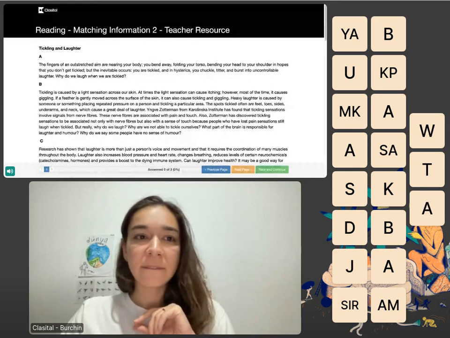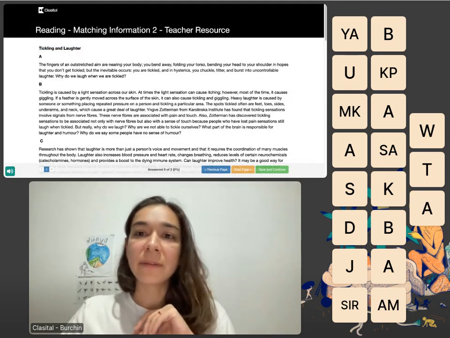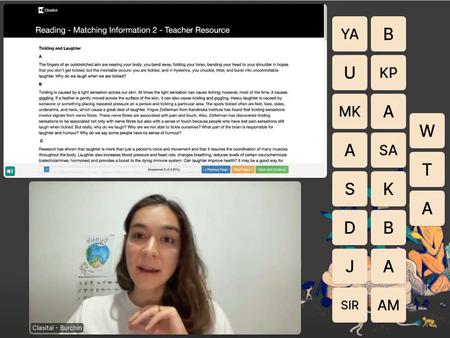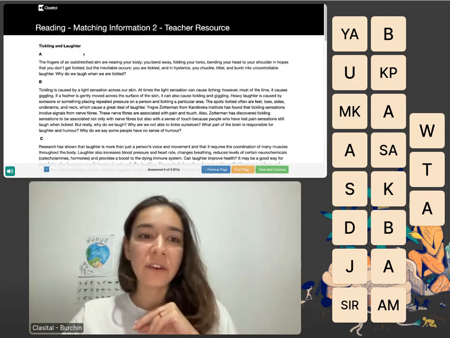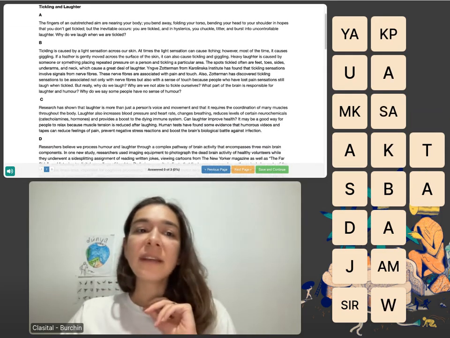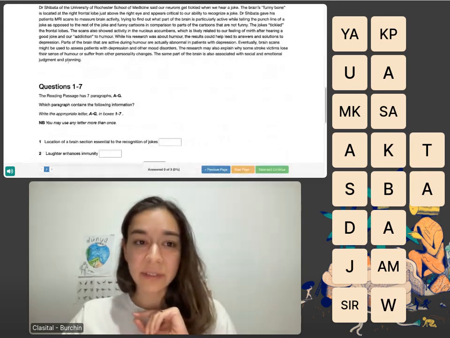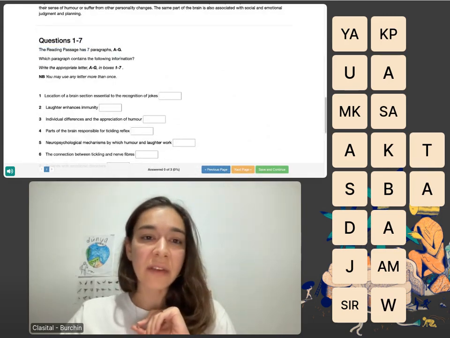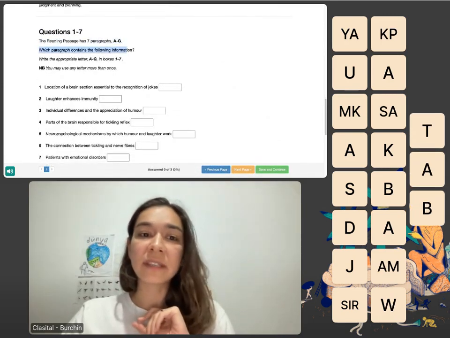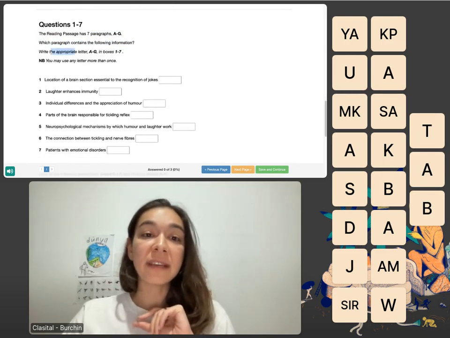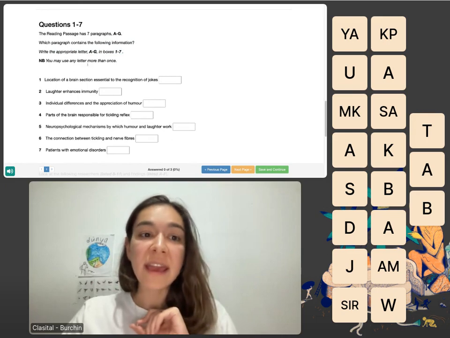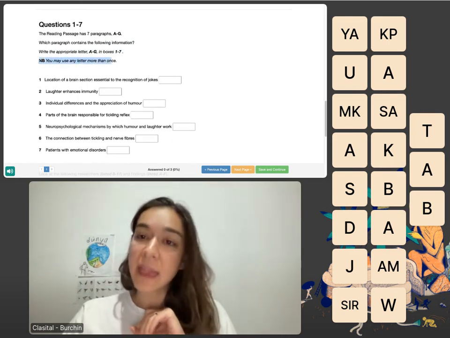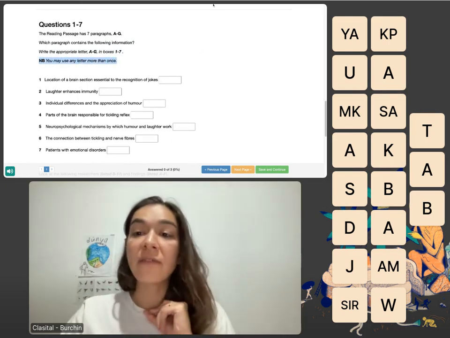It is tickling and laughter. Okay, now we know that. It says questions 1 to 7. The reading passage has 7 paragraphs. Which paragraph contains the following information? Write the appropriate letter in the boxes 1 to 7, and you may use any letter more than once.